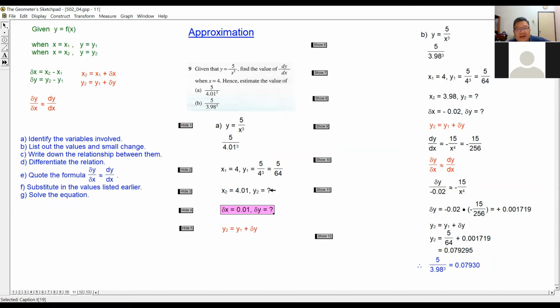This one or this one? Which one do you need to find first? y2. The question asks you to find y2, but you cannot find y2 first. You have to find delta y first. Delta y. Now, what is the formula for you to find the delta y?